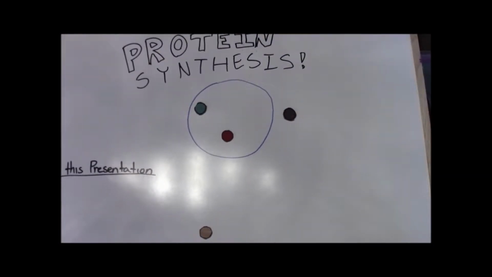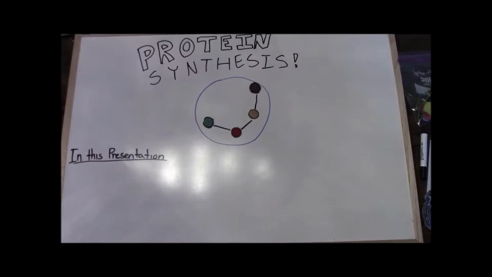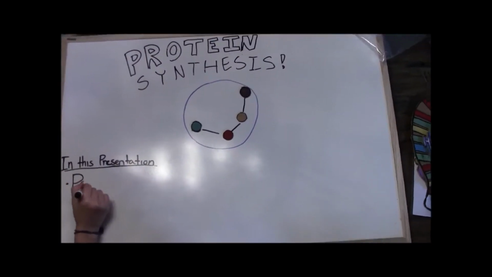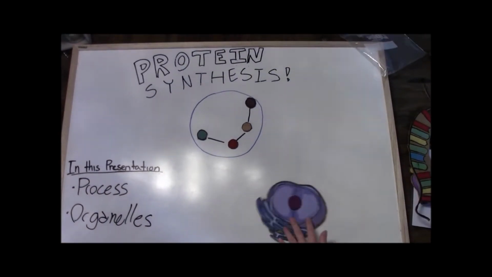This is a protein. Proteins are essential materials required for the cell to carry out activities necessary for its survival. In this presentation, we'll be covering the process as well as the different organelles that are involved in the creation of a protein.